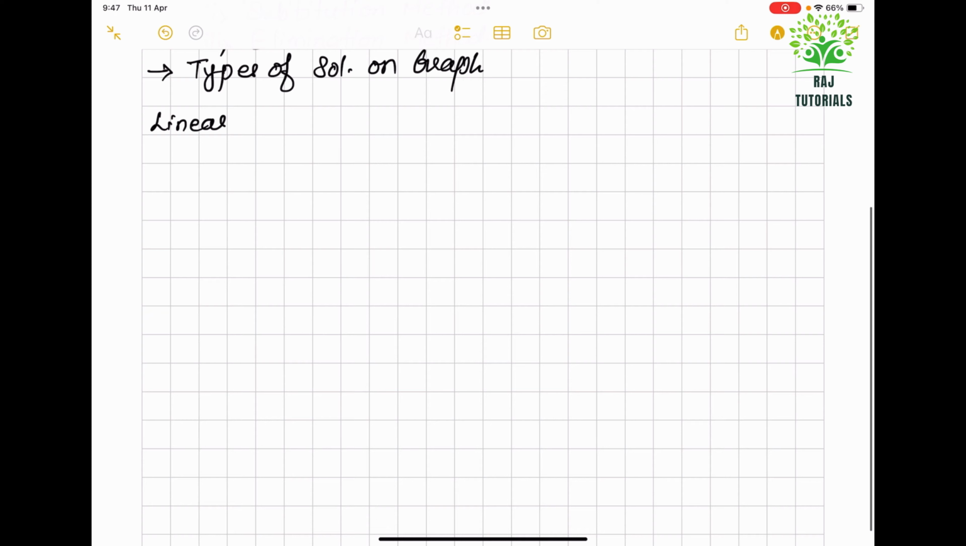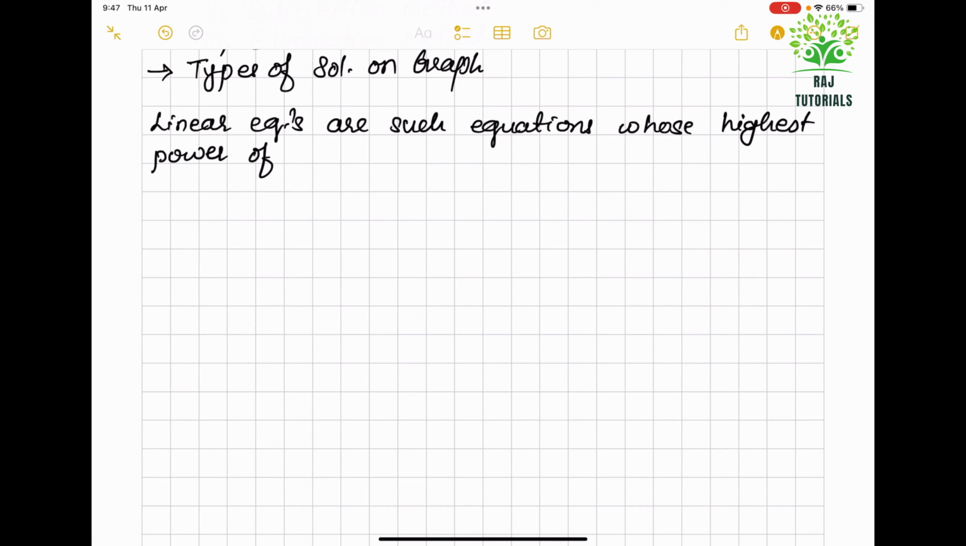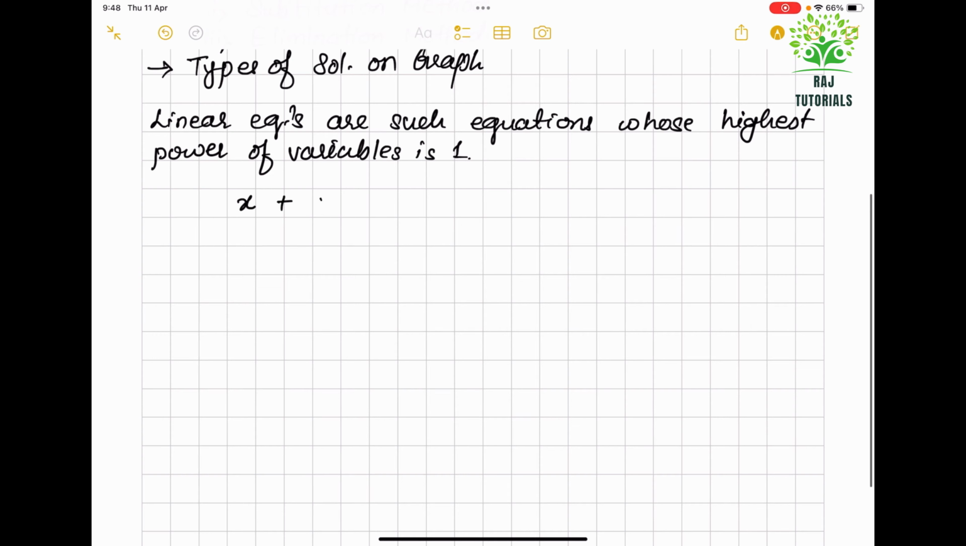See, linear equations are such equations whose highest power of variables is 1. Here he is talking about two variables. So for example, we will have some equations like this: x plus 3y equal to 6, 2x minus 3y equal to 12, and he is saying pairs of linear equation in two variables. So we will always have two equations as a pair and we have to solve them.